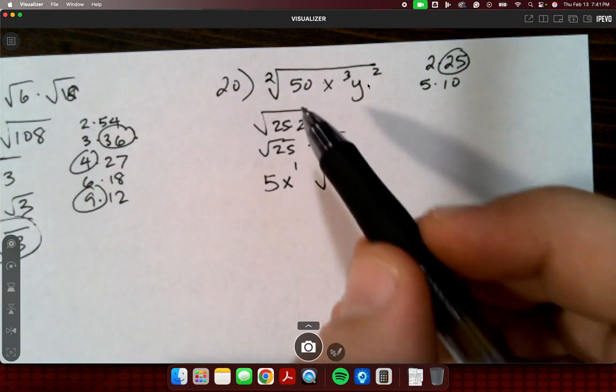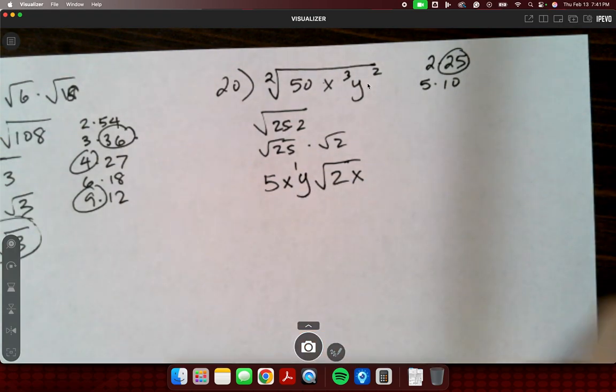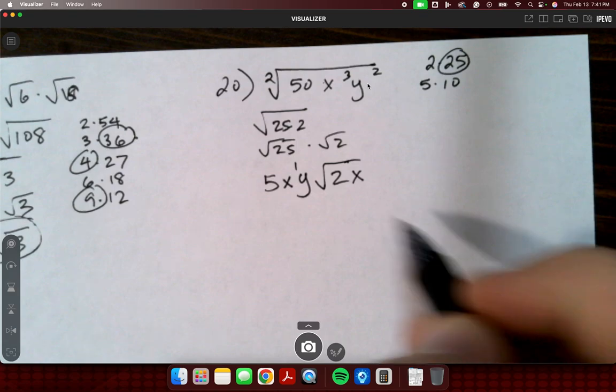Then we do the same thing for the y. How many times will 2 go into 2? Well, that'll go in 1 time, so I pull 1y out. There's no remainder, so no y remains inside.